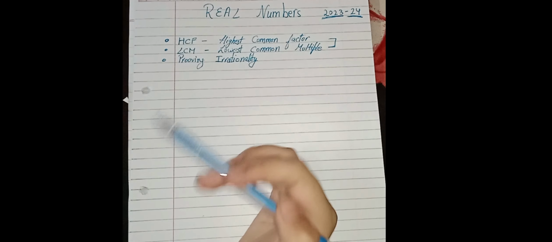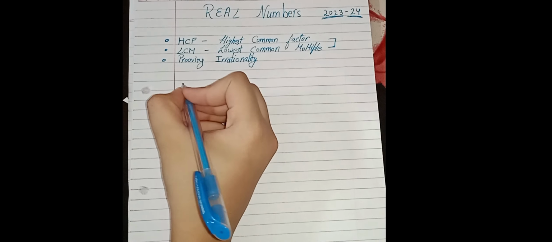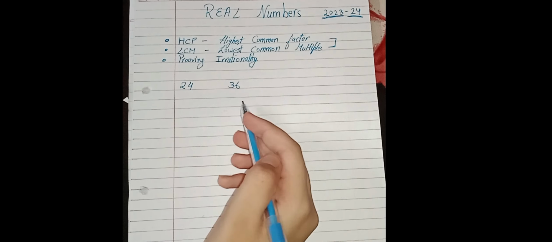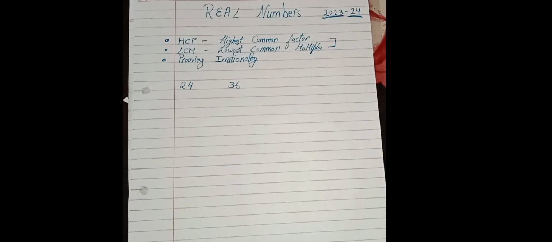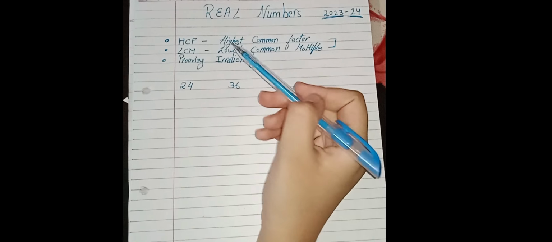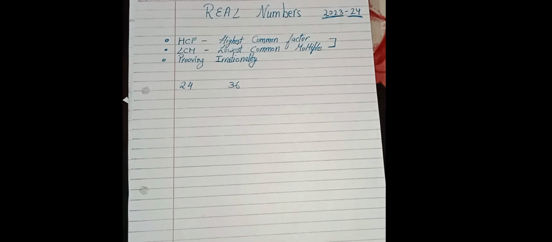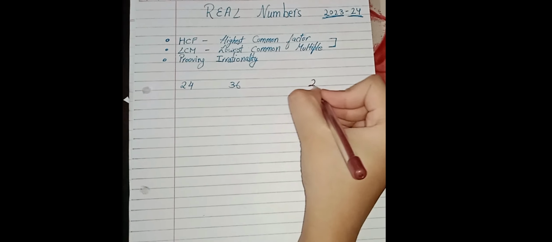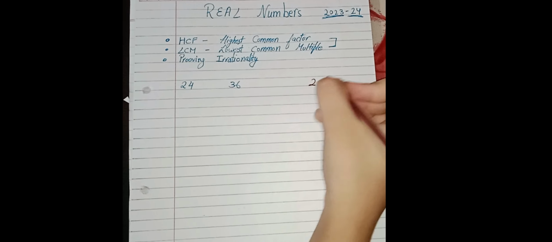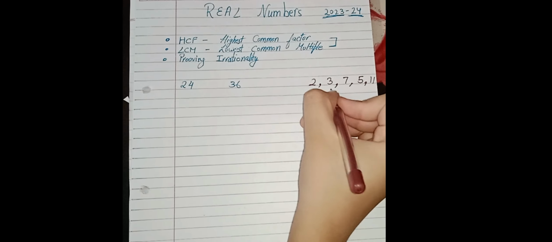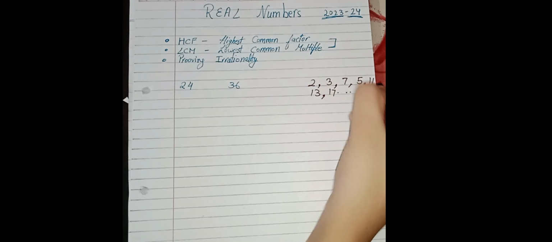What is HCF? Highest common factor. Suppose we are given two numbers, 24 and 36, and we have to find the HCF. How will you do that? The first thing you have to do for either HCF or LCM is prime factorization. Before prime factorization, we should know what prime numbers are. Prime numbers are like 2, 3, 5, 7, 11, 13, 17 and many more.